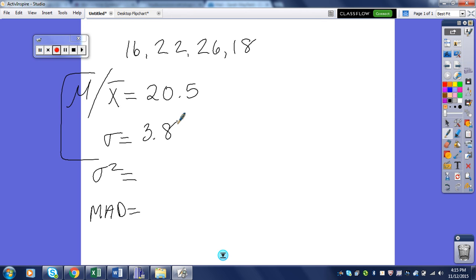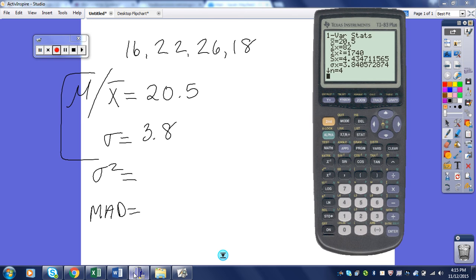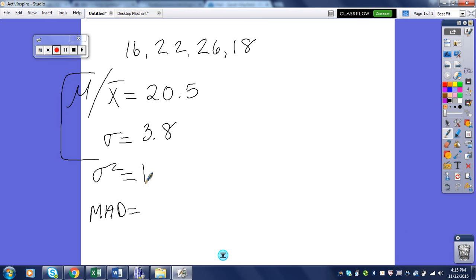All right, how do I get my variance? Well, I square my standard deviation. So I take 3.8 squared. So, okay, clear. 3.8. You hit x squared, it squares it. Hit enter, you get 14.4.